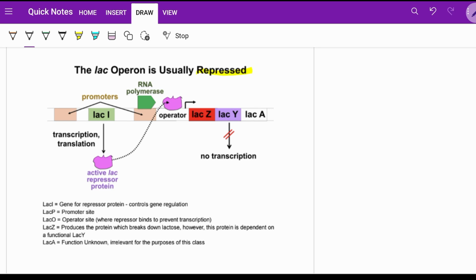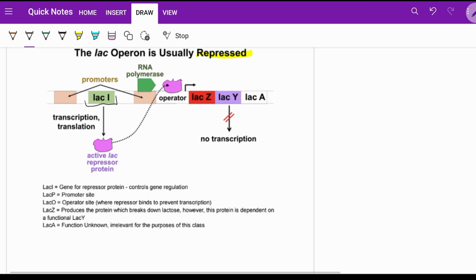These are the elements of the lac operon. This picture has most of them, a few that are shown in different things, so I'll explain. We have lac I. This is its own little gene that codes the repressor protein that binds to the operator. So this has its own promoter and own regulation of transcription and translation.